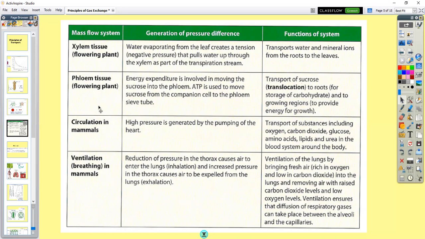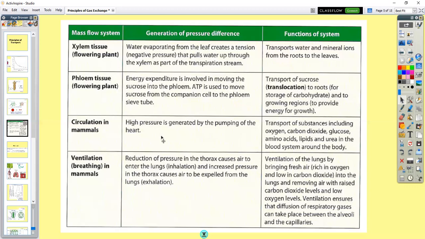Phloem tissue transports the products of photosynthesis. They require some active transport to be involved in that, so ATP is involved, so they have companion cells with lots of mitochondria, which provide the ATP for that translocation of sugars from the leaf to, for example, the roots, or to the growing regions, the shoots and the tips, as we call them.